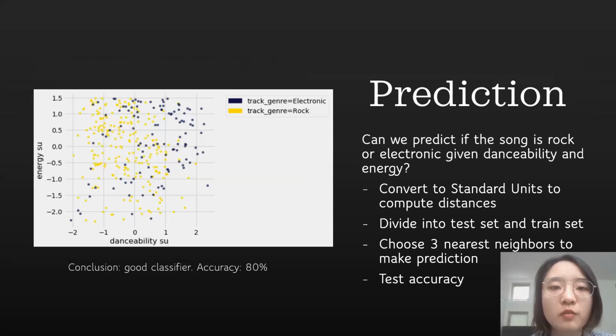For the prediction problem, we want to predict if the song is electronic or rock based on the given danceability and energy features. We first convert all the data into standard units, then we divide the dataset into test and train sets, and we compute each row of the test set's distance to the train set and pick out the nearest three neighbors for each test row. We then test the accuracy of this classifier and it turns out to be 80% accurate.